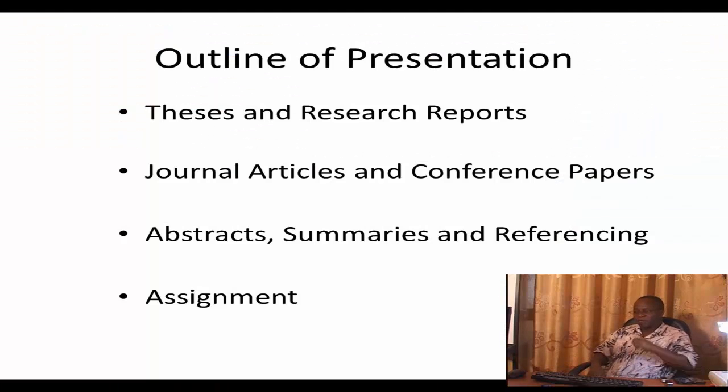The outline of this presentation would be first then to look at the thesis and research reports. What are the contents, what goes into that, then to go on and look at journal articles and conference papers, and then I would home in particularly on abstracts, summaries and referencing, because these are critical areas of both thesis and research reports, but also journal articles and conference papers. And then, as we've done in most of the units, there would be an assignment which I would expect you to submit at some very specific date.